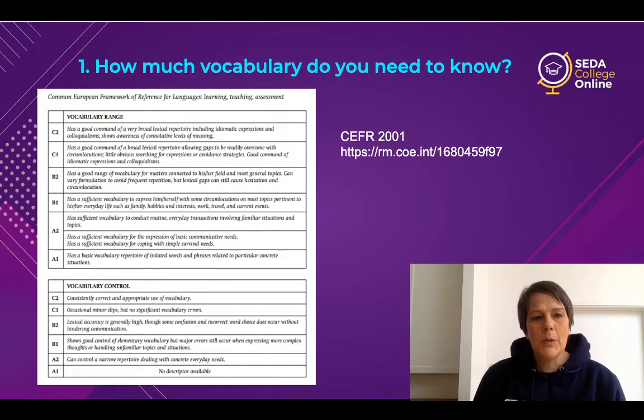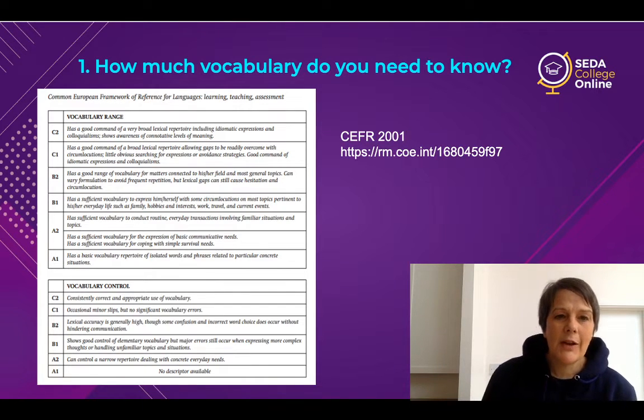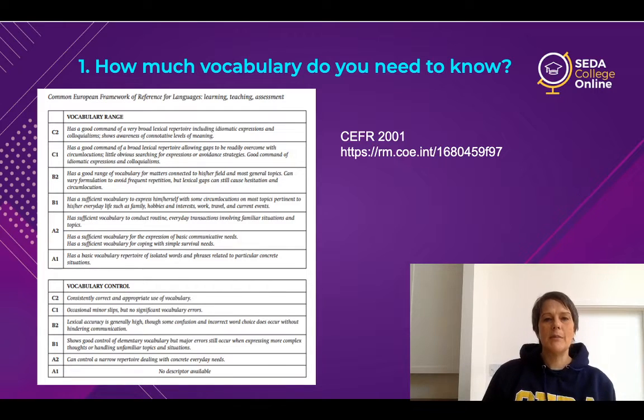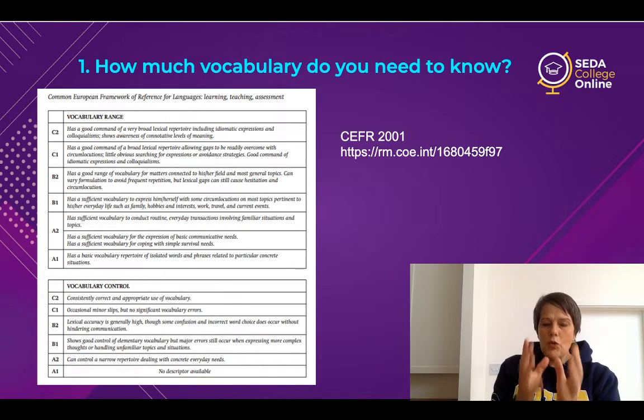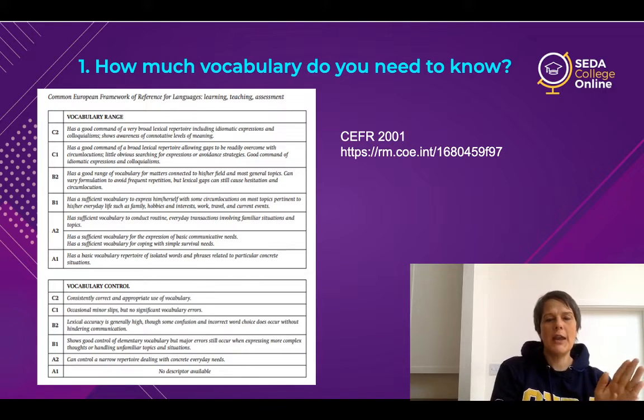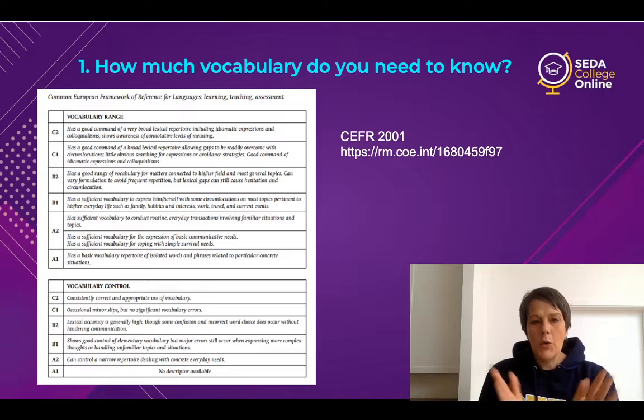And a strong A2 then has enough vocabulary to talk about routine and manage daily transactions in familiar situations and topics. Then when you get to B1, which is intermediate, you have enough vocabulary to express yourself with some circumlocution. Circumlocution is when you go around something. You don't know how to say what you want to say, so you have to go on a little journey and express yourself in a different way, according to what you know you can say.